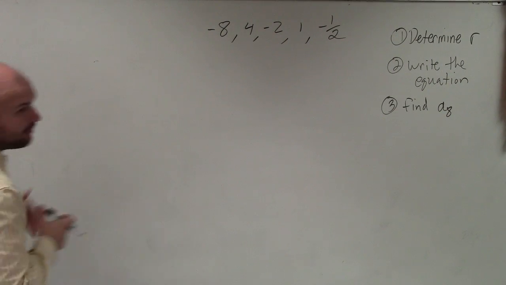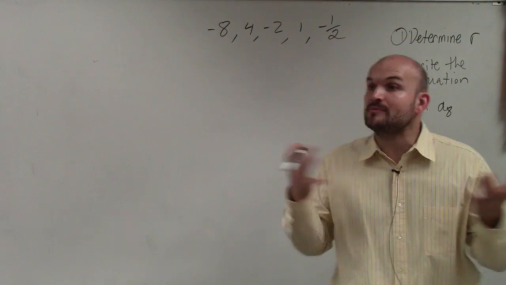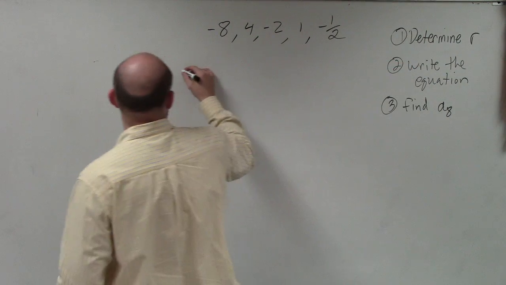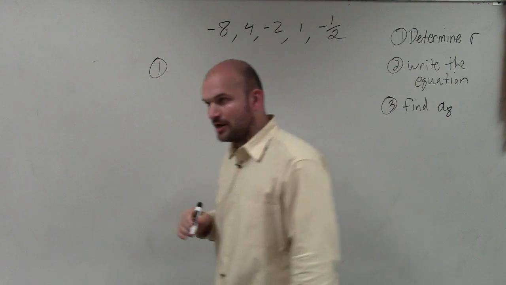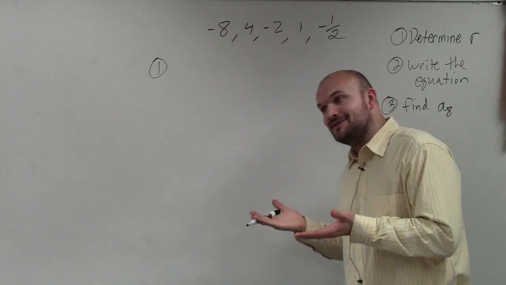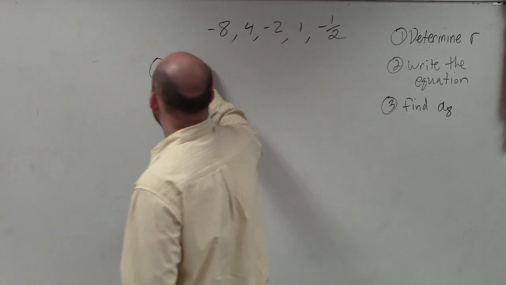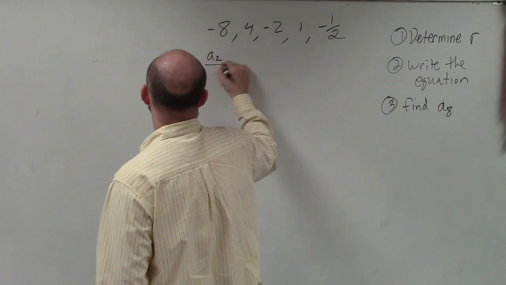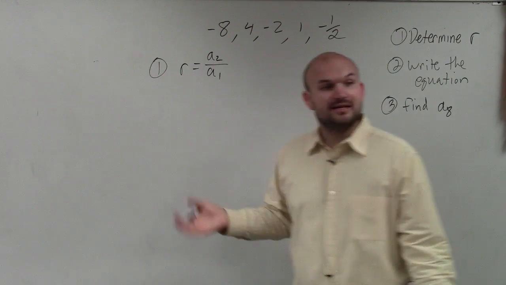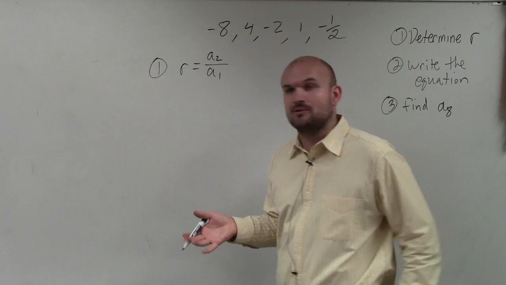So step number 1, I was hoping that with my recent example, everybody would at least be able to get to step 1, which was to identify r. In the notes, I showed you that r equals a2 divided by a1. So we need to make sure we know what a2 is and what a1 is.